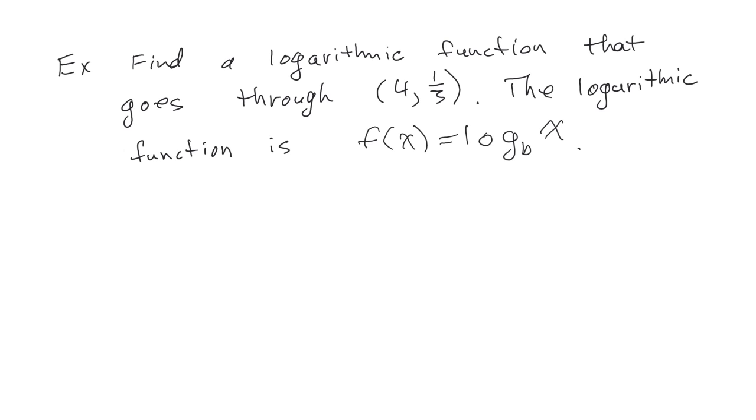So imagine I give you a problem like this. Find a logarithmic function that goes through 4, 1/3, and the logarithmic function is f of x is equal to log base b of x. So now when we substitute, we literally just do this. F of 4 is equal to log. We don't know what the b value is, but we do know what the x value is. The x value just happens to be 4. Now, f at 4 is actually 1/3.